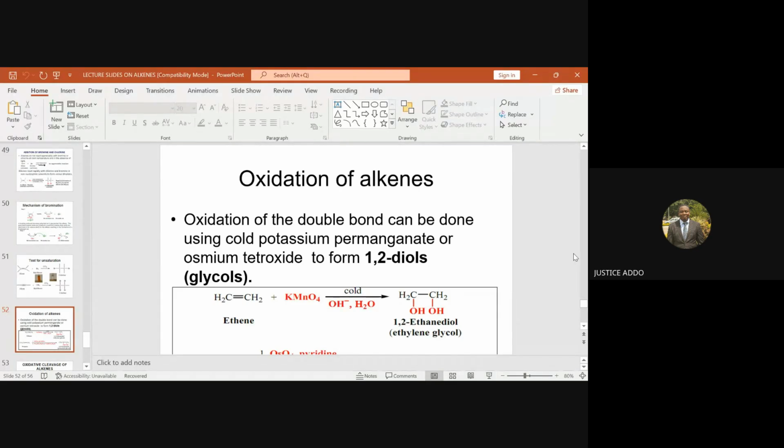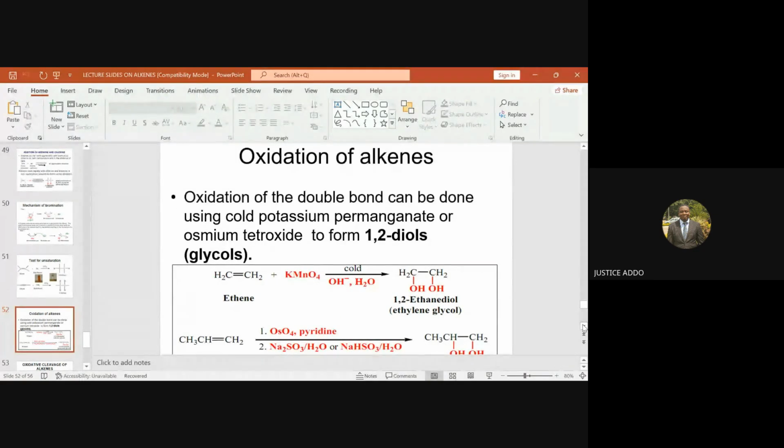All right, so another reaction, and probably that might be the last but one, oxidation of alkenes. Now, oxidation of alkenes, that's a double bond, can be done using cold potassium permanganate or osmium tetraoxide. That one forms what we call the glycols or the diols. So please pay attention. Cold oxidation, mild oxidation do not cleave a double bond. Rather, it reduces the double bond and you form a diol.